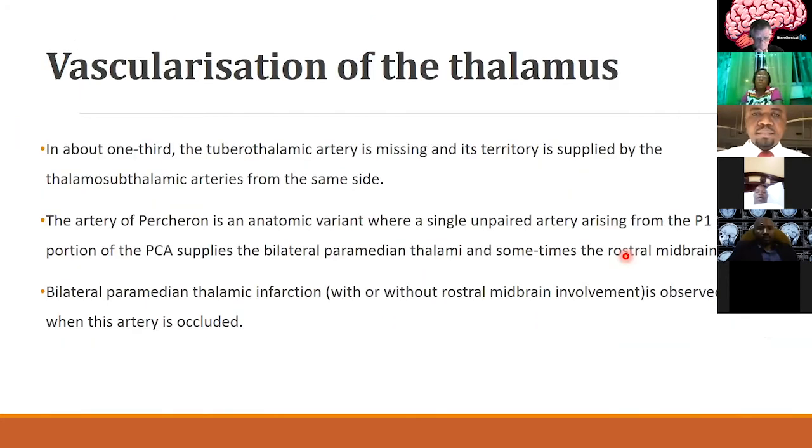We should know that in about one-third of the human population, the tuberothalamic artery is missing, and its territory is supplied by the thalamosubthalamic arteries from the same side. There exists an artery called the artery of Percheron, which is an anatomic variant where a single unpaired artery arising from the P1 portion of the posterior cerebral artery supplies the bilateral paramedian thalami and sometimes the rostral midbrain. Bilateral paramedian thalamic infarctions are observed when this artery is occluded.